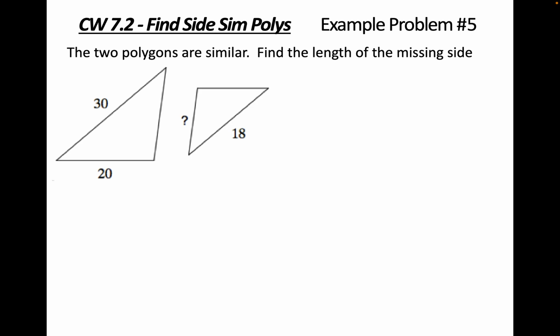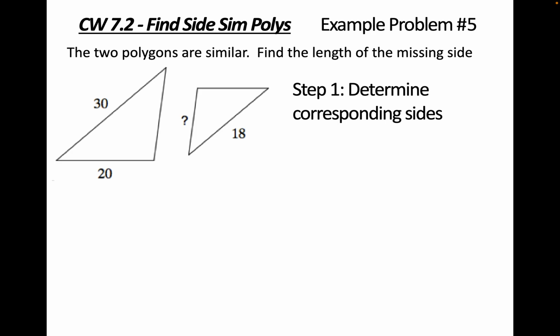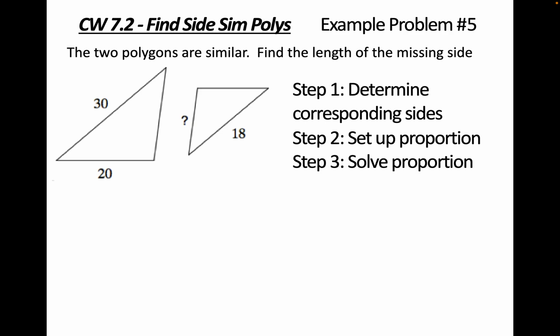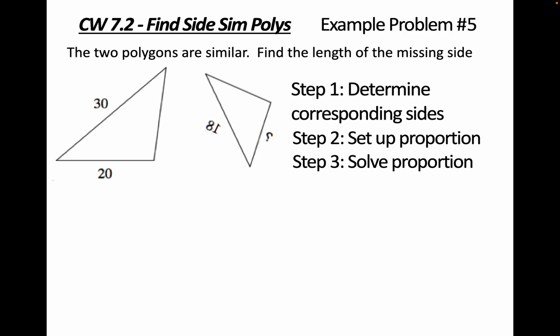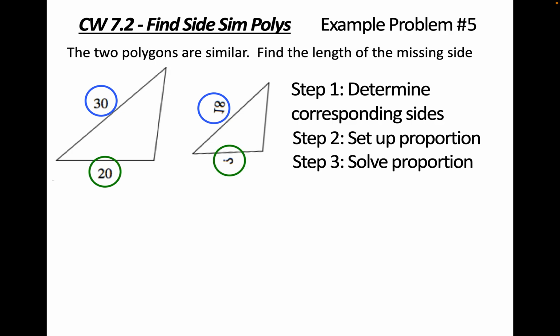So to do this it can be a little difficult, but in my head I could reflect that. Well, the first thing I need to do is determine the corresponding sides, like I was just saying, then set up the proportion, then solve the proportion. So determining the corresponding sides is the part that may be a little difficult. I need to take that shape on the right, reflect it, put it in a mirror, and then rotate it around 90 degrees. And when I do, now I can determine the corresponding sides. I see that the 30 side goes with the 18, and the 20 side goes with the question mark.